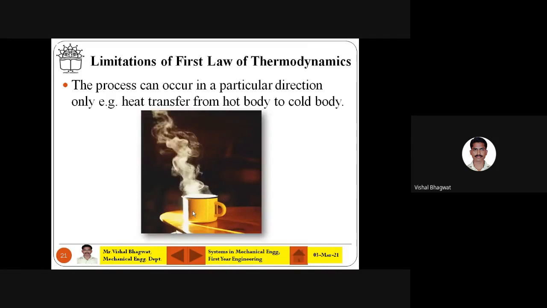When there is a hot cup of water, I mean tea or coffee, there is heat transfer from this cup to the surrounding air or room air. So heat transfer always happens from a hot body to a cold body, and that is actually a limitation of the first law of thermodynamics. It only happens in one direction, from this to this. It is not the reverse. It is not reversible. Now you can see.